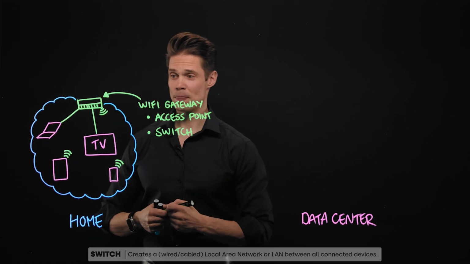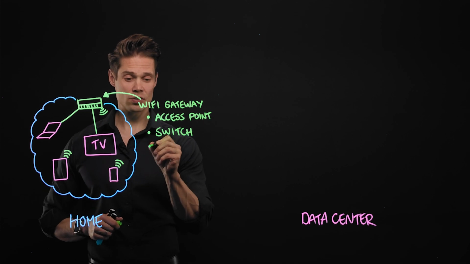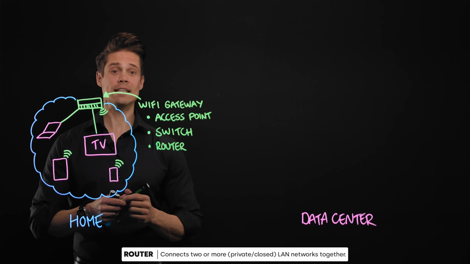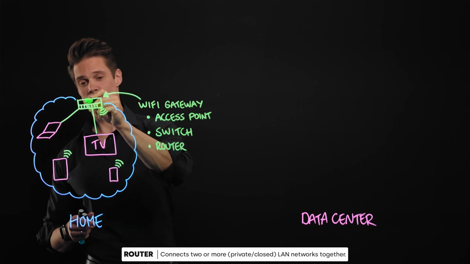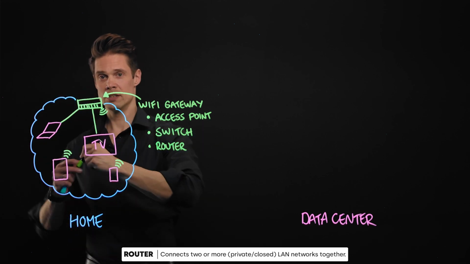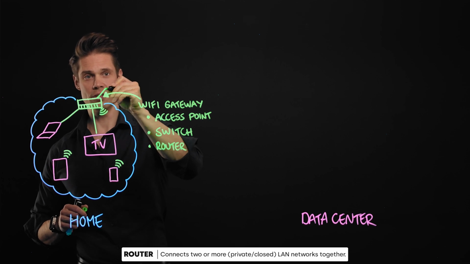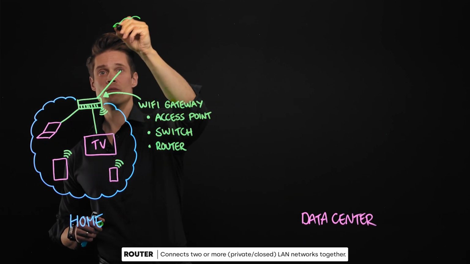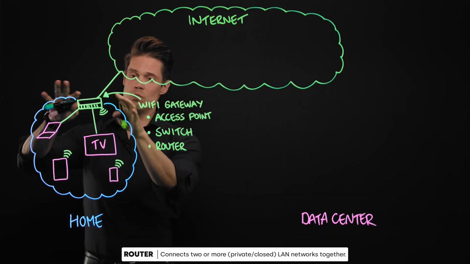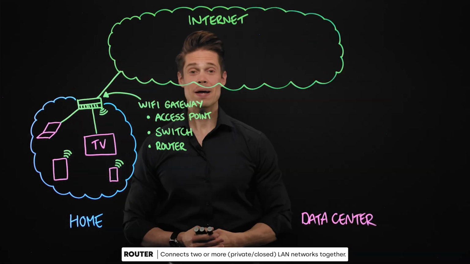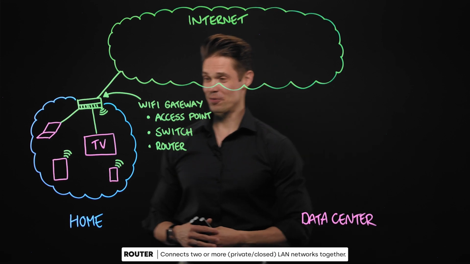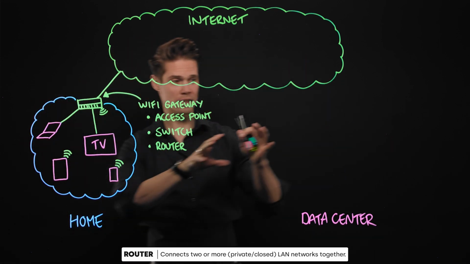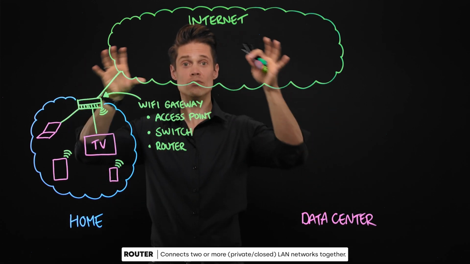So it's a switch. In addition to that, it's also a router because it is connecting your home network to the internet. This is one network. There's probably many tens of millions of home networks around the world that are all connected to the internet. One network connecting to another network requires a router.